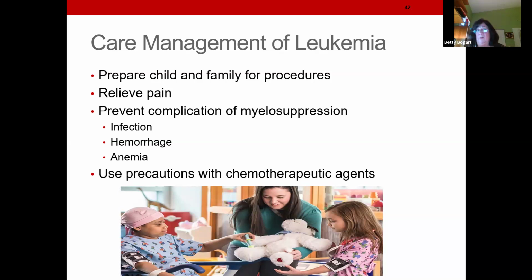Now, because there is no immune system, our biggest concern is what? Well, infection. Because there are no cells, even the red blood cells are depleted, and platelets also are depleted. We need to look out for bleeding, so watch for bleeding, and then, of course, anemia. If it's at a low stage, remember these kids tire out easily. Don't overtax them. And as nurses, be careful when we're administering chemotherapy drugs, because it can be absorbed through the skin.